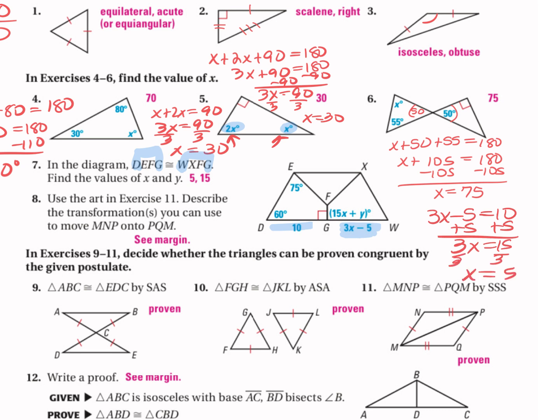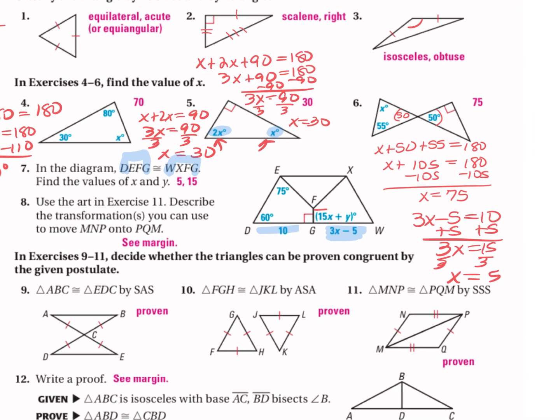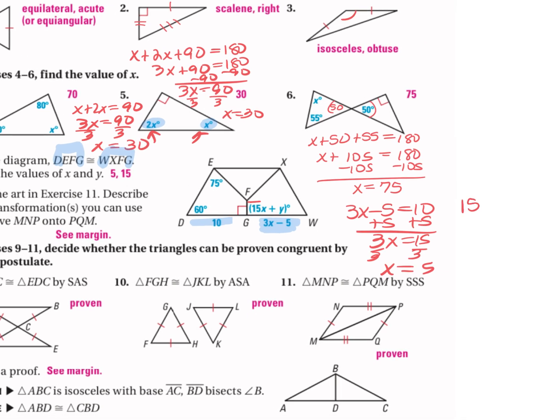Now to find y, again, I can tell that this is a right angle right here. So what I can do here is I can set 15x plus y equals 90, because this is a right angle here. I can replace x with what I just found it to be. So I could put a 5 here.